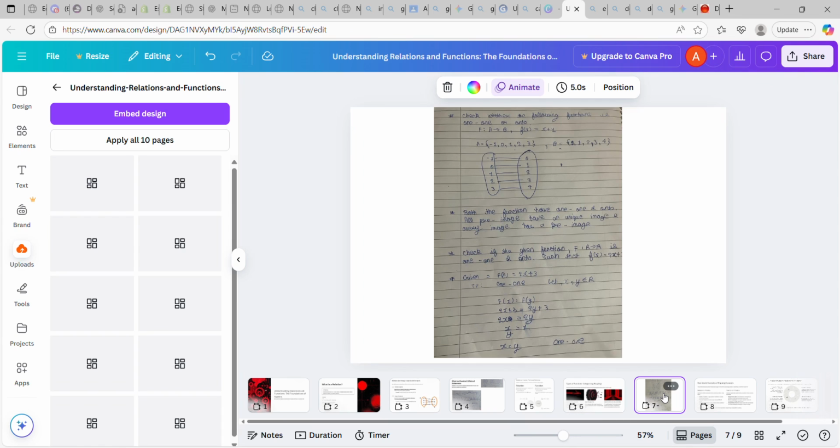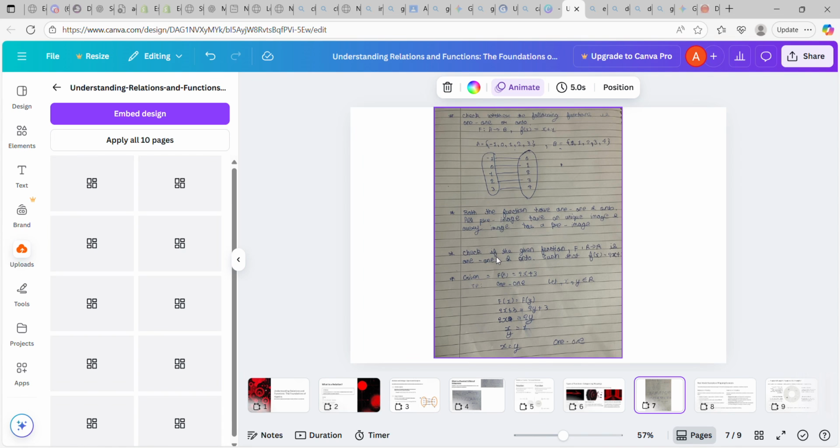Moving to the next slide, we have taken an example. Check whether the following function is one-to-one or onto. We have taken f: A → B, f(x) = x + 1, where A is a set containing -1, 0, 1, 2, 3, and B has 0, 1, 2, 3, 4. So it is a one-to-one function because it is both one-to-one and onto. All pre-images have unique images and every image has a pre-image. You can see this example.